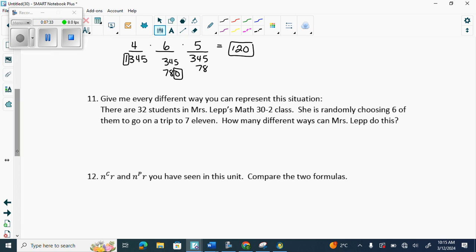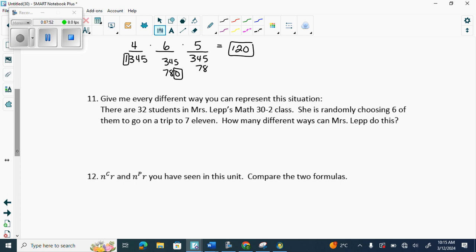Number 11 says, give me every different way you can represent the situation. There are 32 students in Mrs. Lepp's math class. She is randomly choosing 6 of them to go on a trip to 7-Eleven. So those 6 that I'm choosing, are they any more special if they're 1, 2, 3, 4, 5, or 6? No. So what is this?